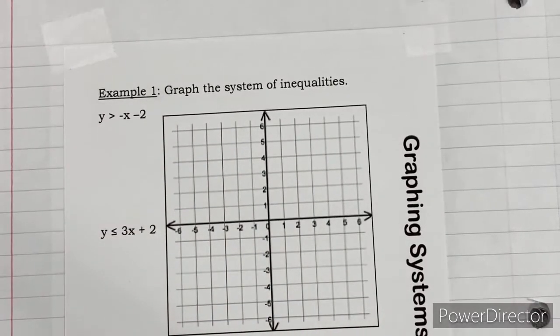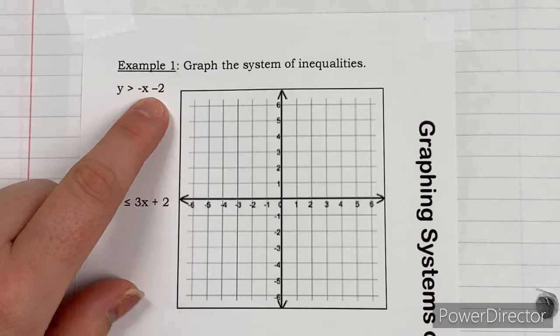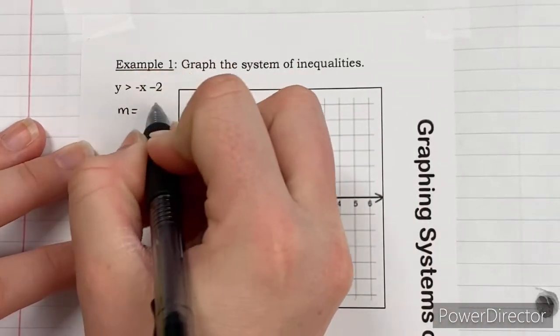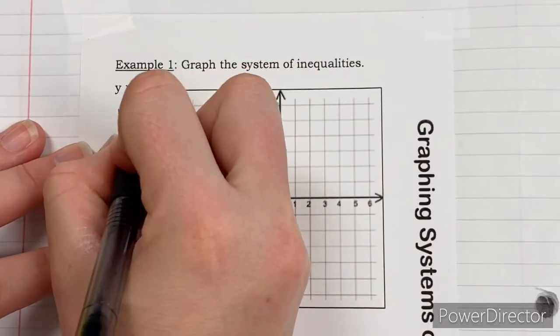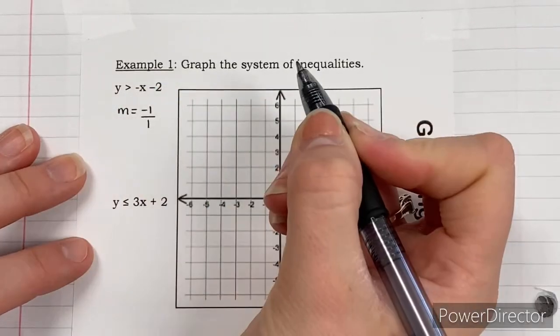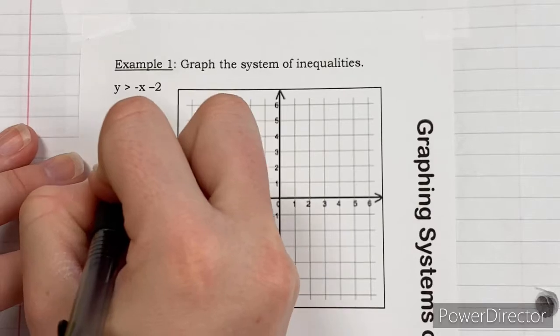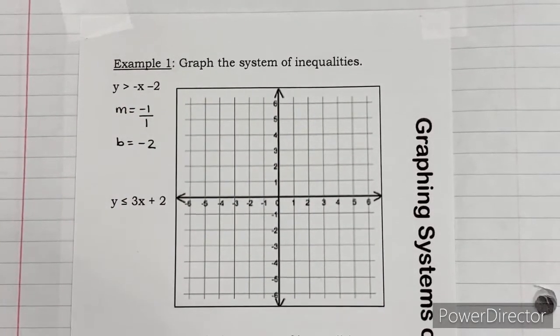Okay, so since these are in slope-intercept form, I can automatically start graphing them. So when I look at this one, I have a slope. So that's the m, that's the number in front of x. That's a -1. Anytime we have a whole number like this, we can put it over 1. So this is my slope. This tells me how I'm going to move. My y-intercept is a -2. So let's go ahead and graph this one.